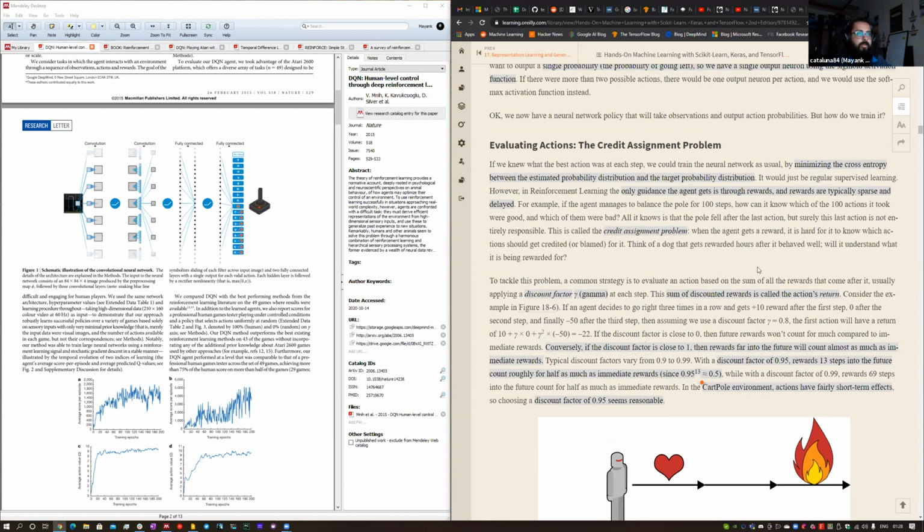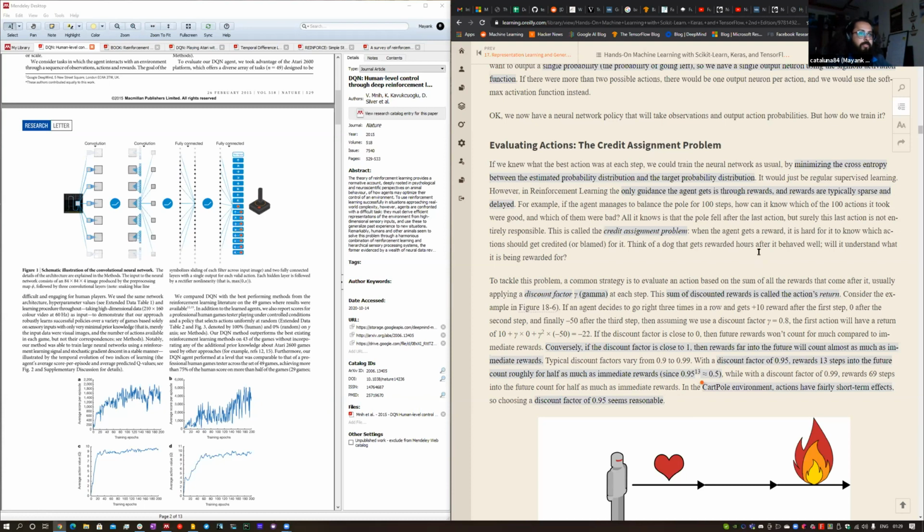And they have used this to simply give guidance to the agent to get through its rewards, which are typically sparse and delayed, because at every time step one agent might get a reward, but of those particular actions that has to be taken.